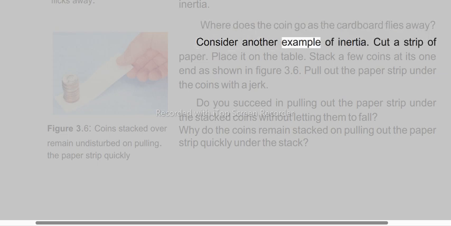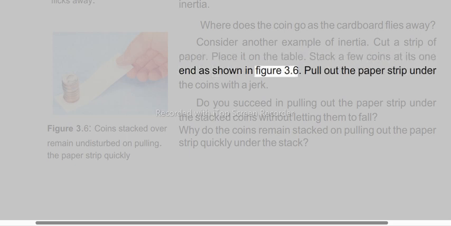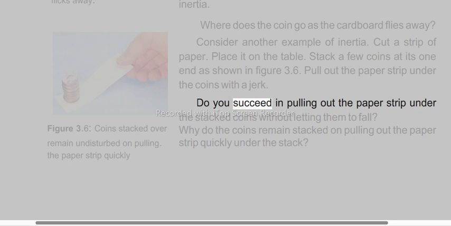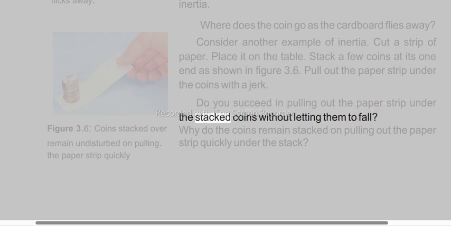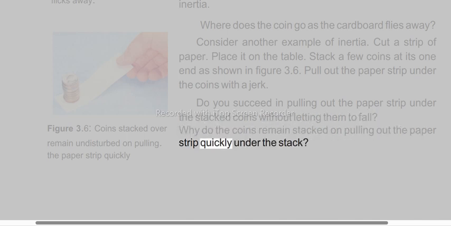Consider another example of inertia. Cut a strip of paper. Place it on the table. Stack a few coins at its one end as shown in figure 3.6. Pull out the paper strip under the coins with a jerk. Do you succeed in pulling out the paper strip under the stacked coins without letting them fall? Why do the coins remain stacked on pulling out the paper strip quickly under the stack?